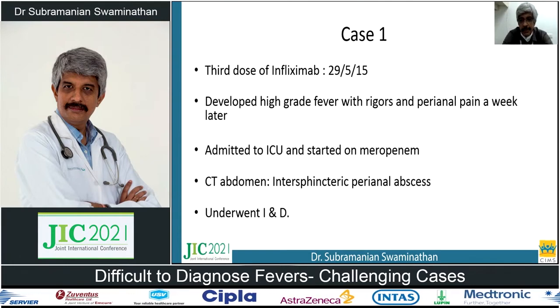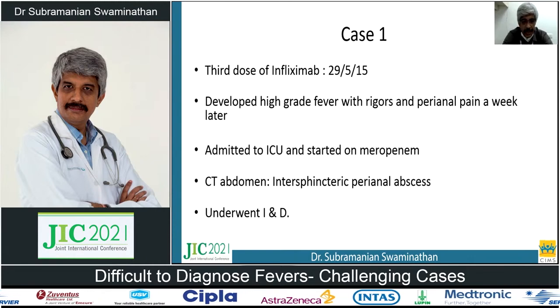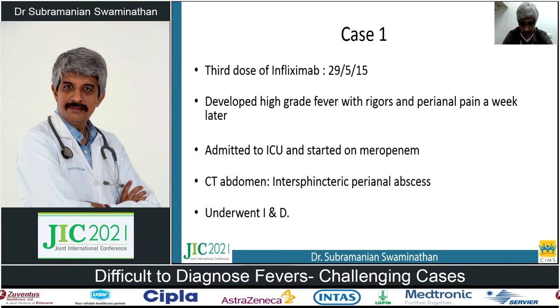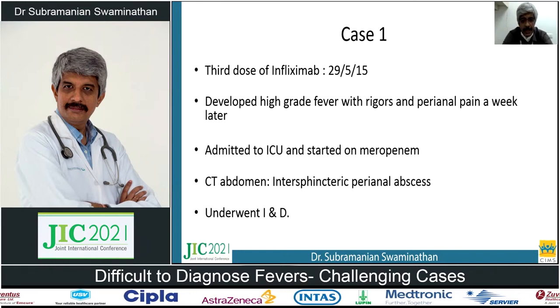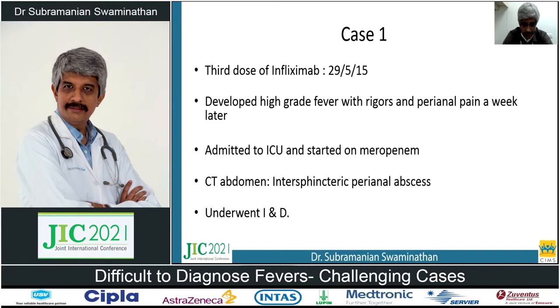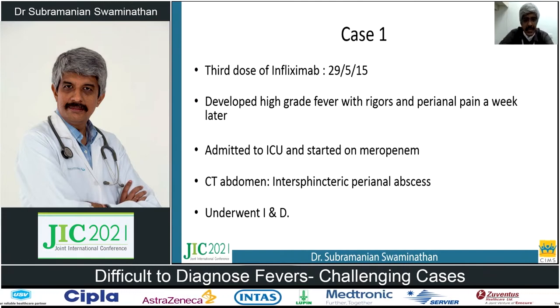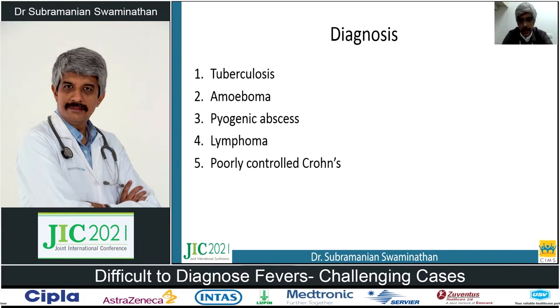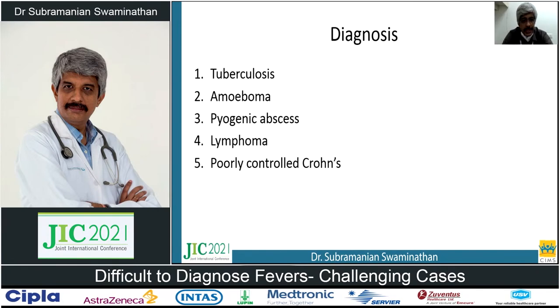He was admitted to the ICU because he appeared septic and he was started on meropenem. A CT scan was done which showed an intersphincteric perianal abscess. And remember, he's had multiple fistulas in that area, all of which have been medically managed. Because he developed a large abscess, it had to be incised and drained, which was done in the theater. So the question was, what was this?